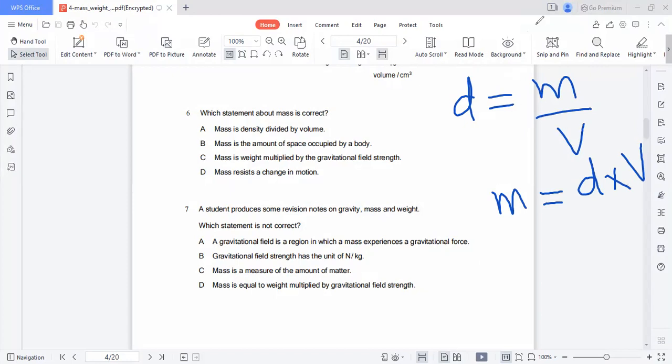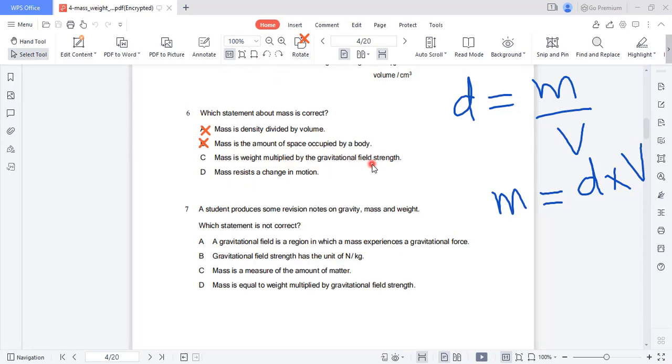Okay, now let's see what is the given information. Mass is density divided by volume. No, mass is actually density times volume. So this option is incorrect. Next is, mass is the amount of space occupied by an object. No, mass is actually the quantity of matter in a body. So it's also incorrect.